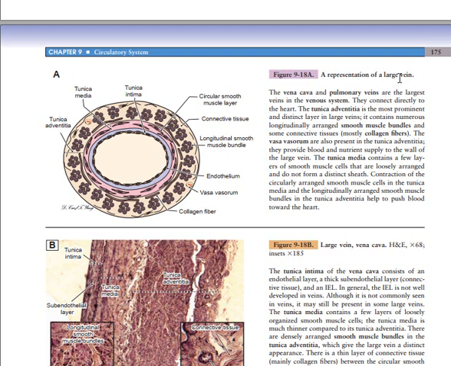Now this is the representation of a large vein. For large veins, you have the tunica intima with the endothelial and the subendothelial layer. We have the tunica media, which is made up of the more circular smooth muscle layer. We have the tunica externa or the tunica adventitia, which is going to be made up of the longitudinal smooth muscle, as you can visualize here. And then we see the collagen fibers and all that.